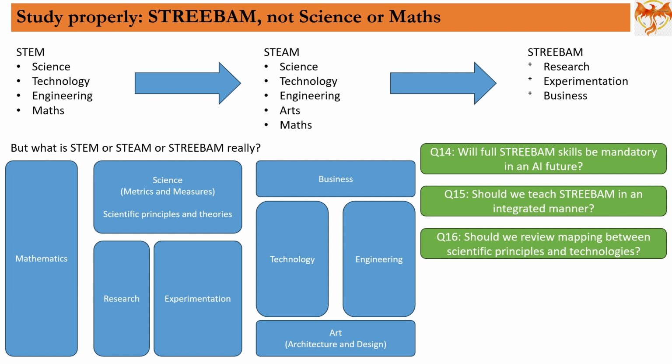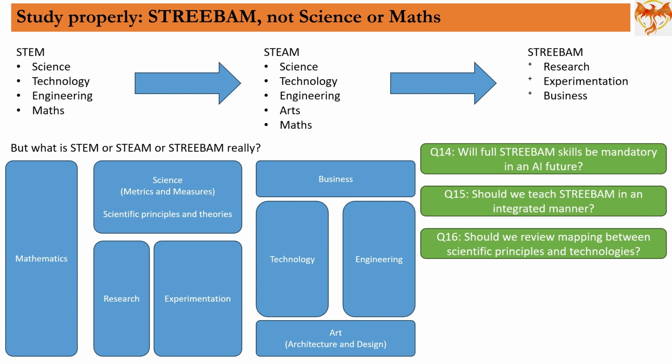Should we review the mapping between scientific principles and technologies? This is a bit of an interesting question. If you take, for example, the phone. Initially, you had a rotary phone, then you had a carbon button phone. All of these were wired connections. You had to physically connect your phone through a wire to the other phone. Only then you could talk to the other person. Then you got wireless technology, and then you got IP based technology.